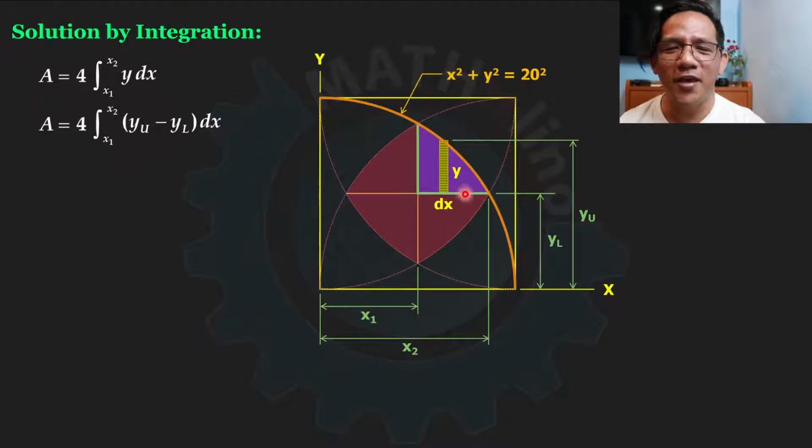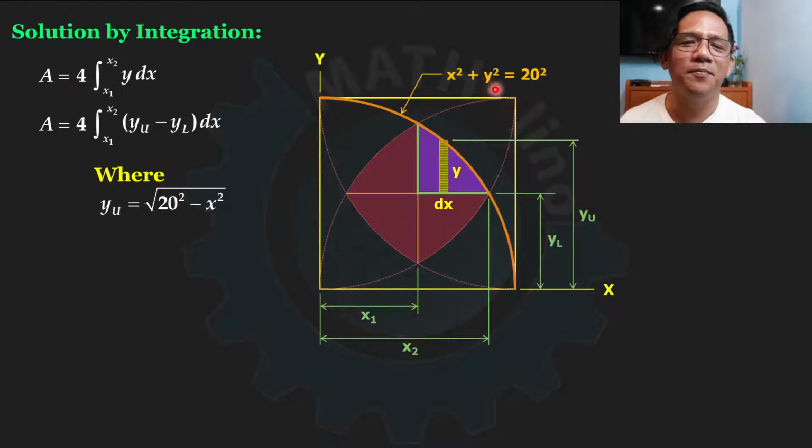Of course, from the figure, the upper end of the strip happened to lie on this circle with this equation, which means that the upper end of the strip is governed by this equation. This is the y upper, the upper end of the strip: square root of 20 squared minus x squared. Just solve for y in here. This is it. How about the y lower?